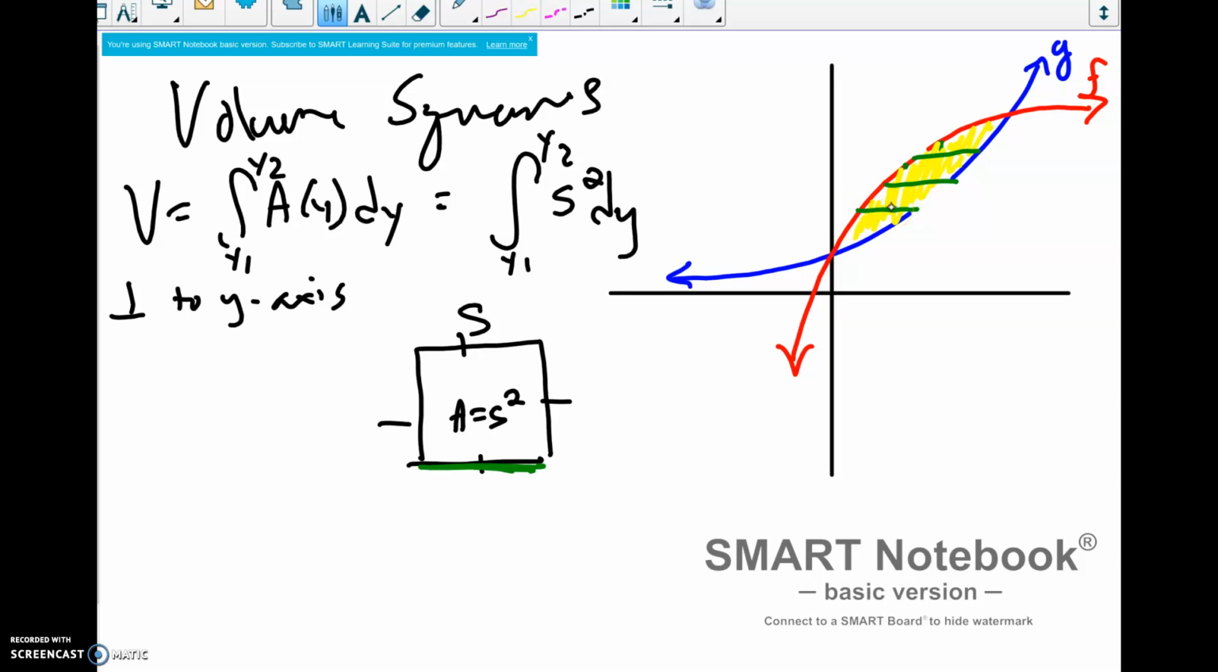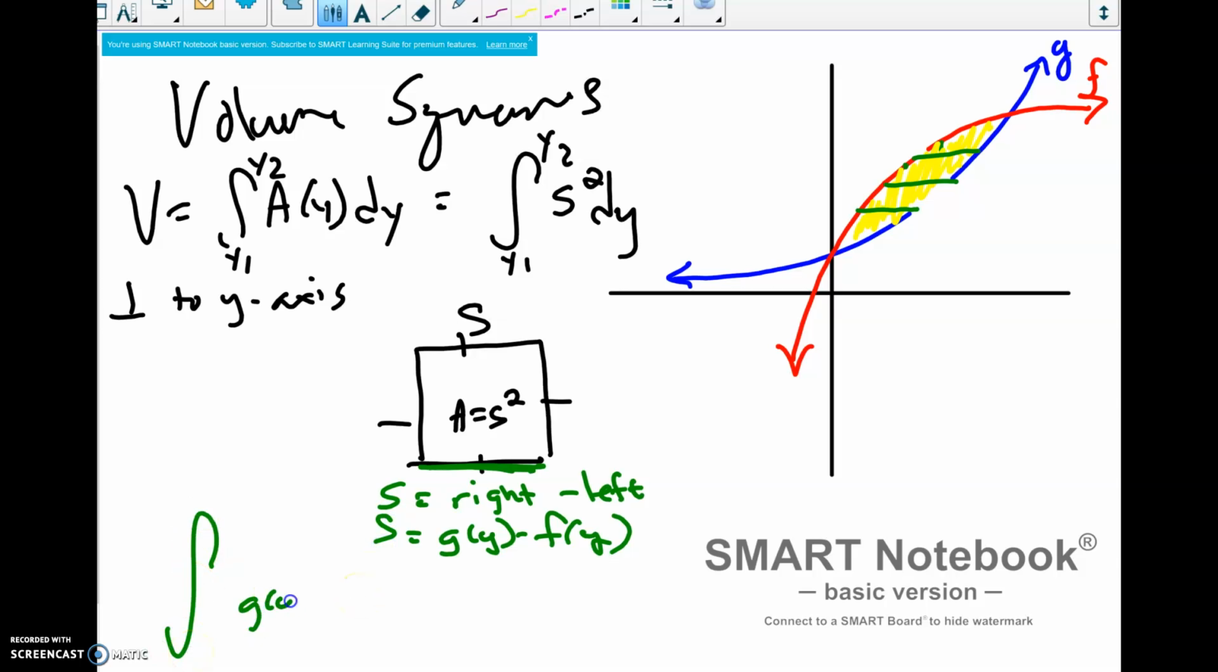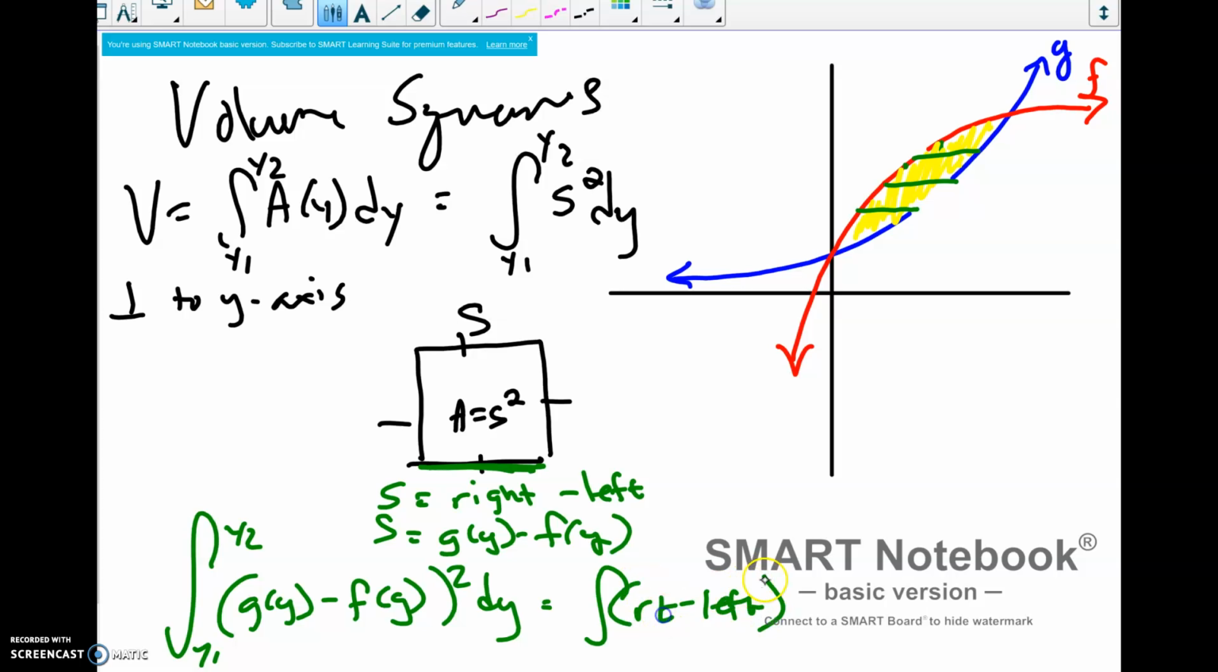So you know that we do right minus left, so S is going to equal right minus left, which in this case is going to be g of y minus f of y. So my integral is going to be g of y minus f of y squared dy from y1 to y2, or right minus left squared dy from y1 to y2, whereas the other would have been top minus bottom squared dx. Okay, that's squares.